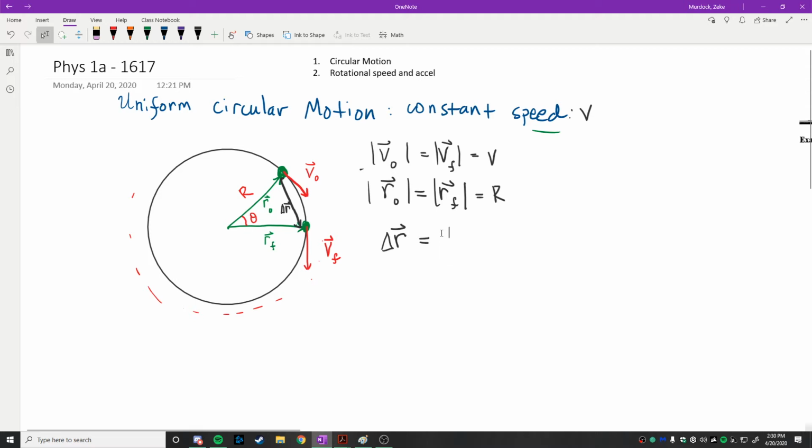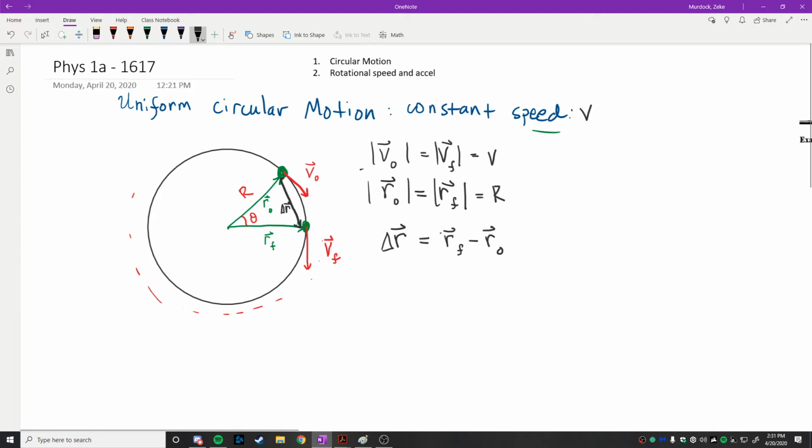That's the change in position of the object. And in this case, I would say that it's equal to the final position minus the initial position. That's what delta r is. Does that make sense to you guys?